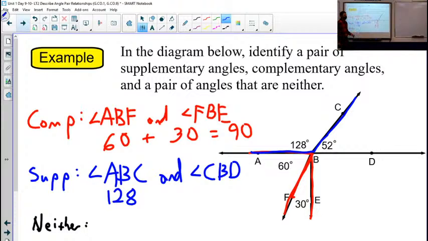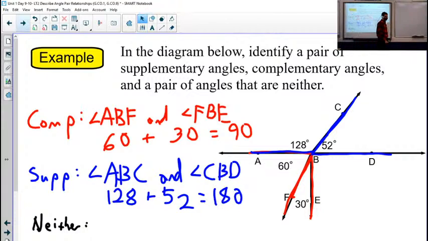Then CBD, 52. C to B out through D. I take 128 and 52, and lo and behold, 180. So complementary adds to 90, supplementary adds to 180.